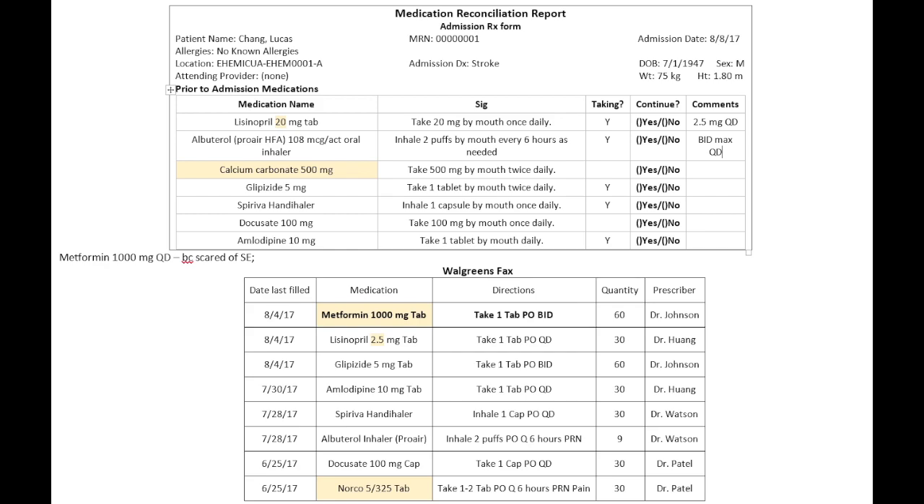Do you take Docusate? Yeah, I was taking Docusate a few months ago and the Norco for my broken arm, but I haven't taken it for the past month. How about vitamins? I do take a calcium carbonate supplement. What's the dose on the calcium carbonate? The strength is 500 milligrams, and I take one tablet twice daily. And I also take a men's multivitamin. And how often do you take your multivitamin? One tablet once daily. Did I miss anything else?